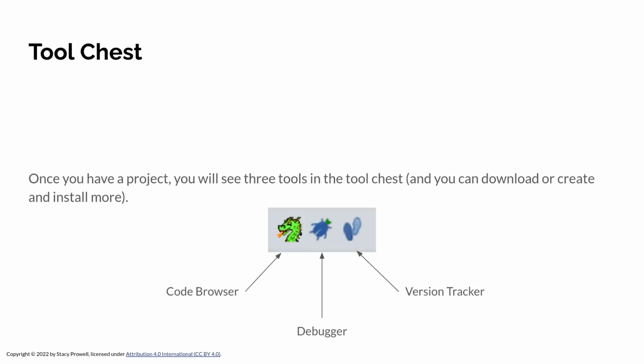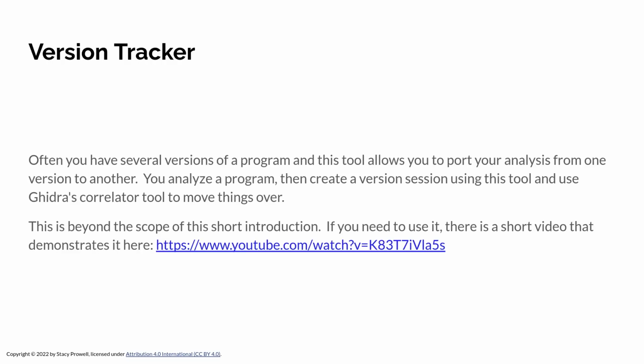Once you've got it open, you'll have a tool chest that will no longer be grayed out. It will become active. The code browser is the little Ghidra head. The debugger is the bug, and the version tracker is the little footprints. You can add other things to that.